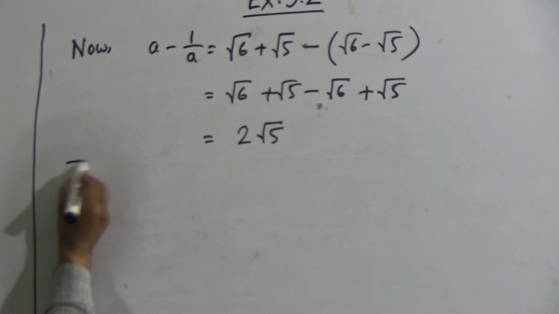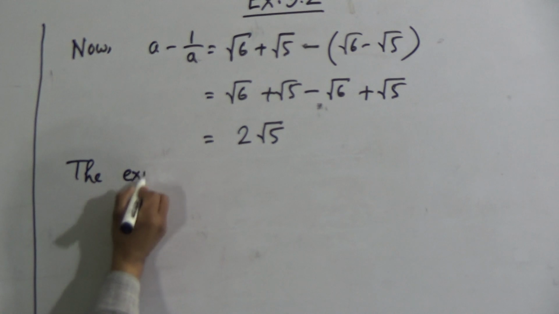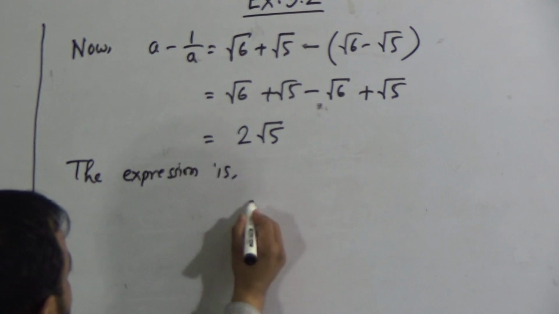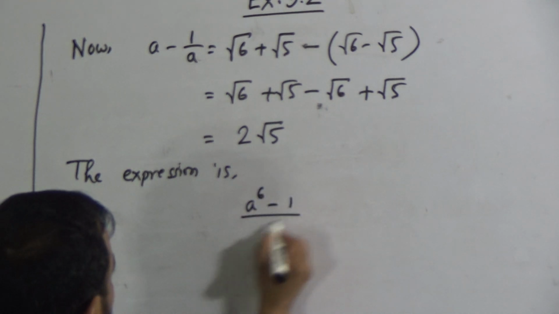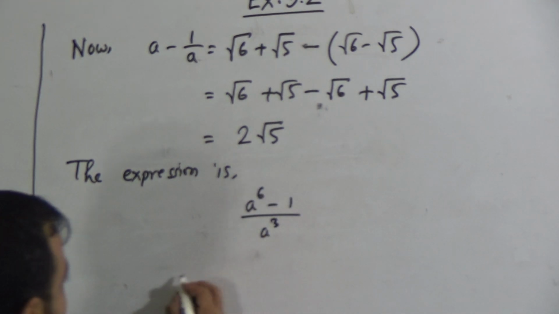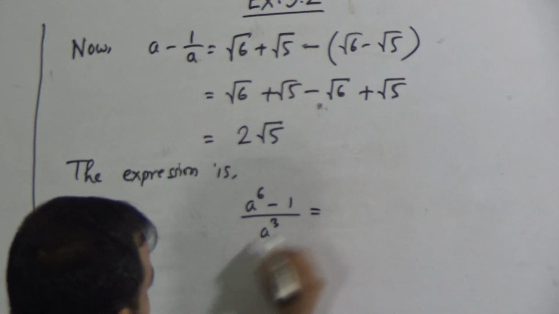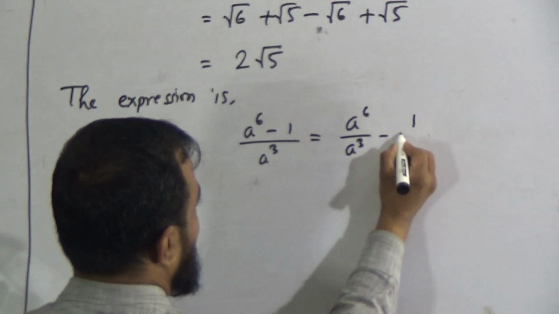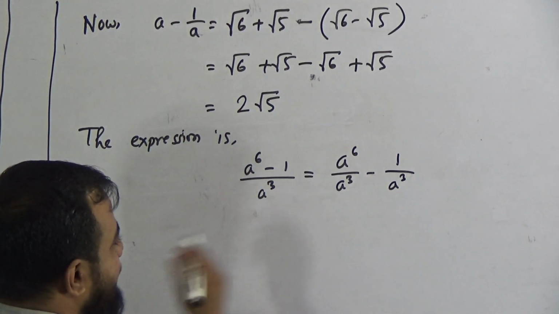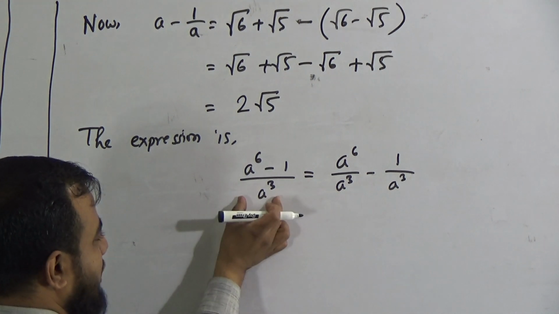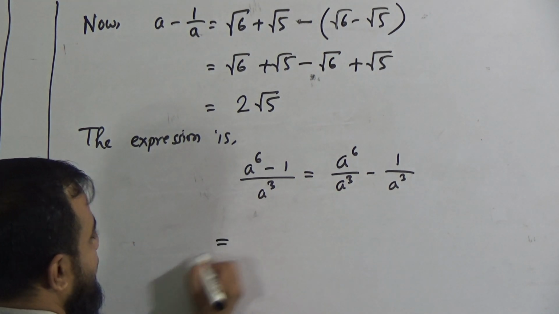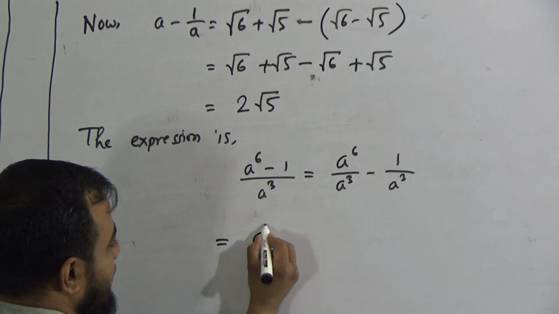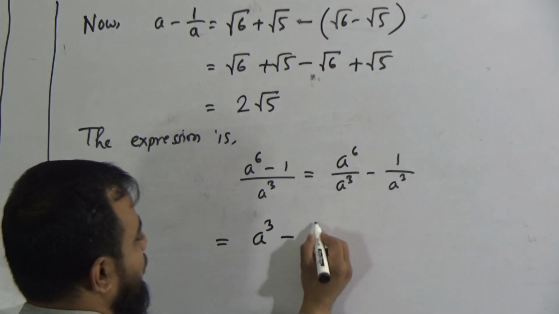The given expression is a to the power 6 minus 1 whole over a cube. We can break this down and write it as a to the power 6 over a cube minus 1 over a cube. If we add these two terms, we will get this one again. So we can write this one as a bracket: a to the power 6 over a cube is a cube, minus 1 upon a cube.